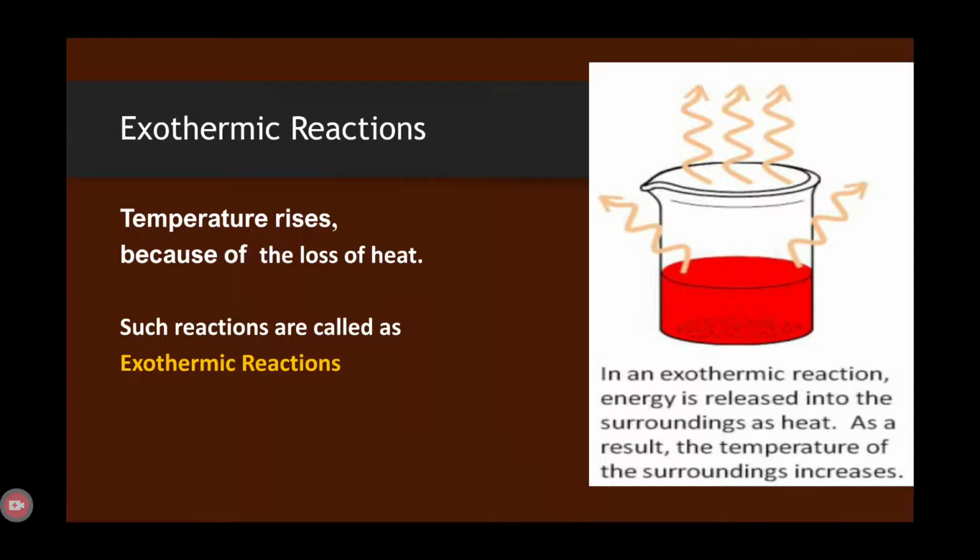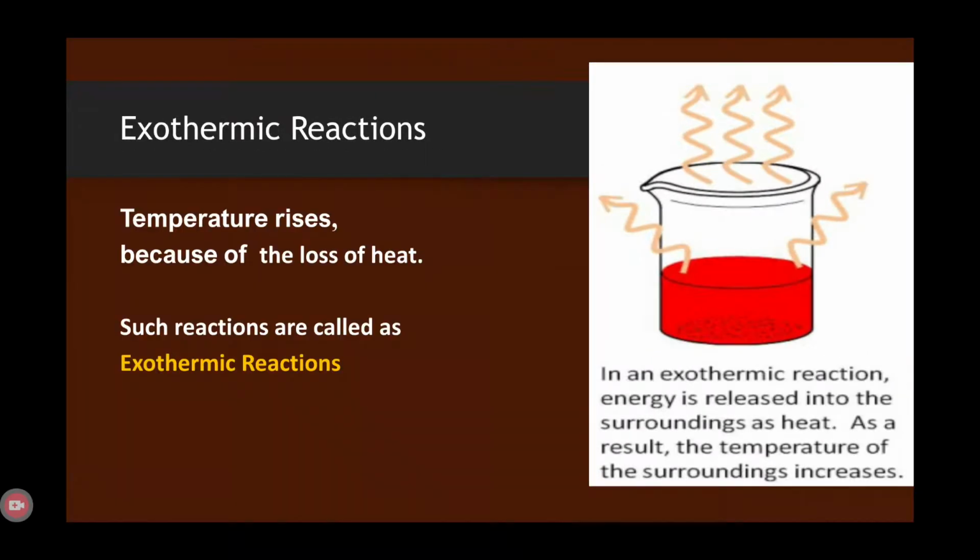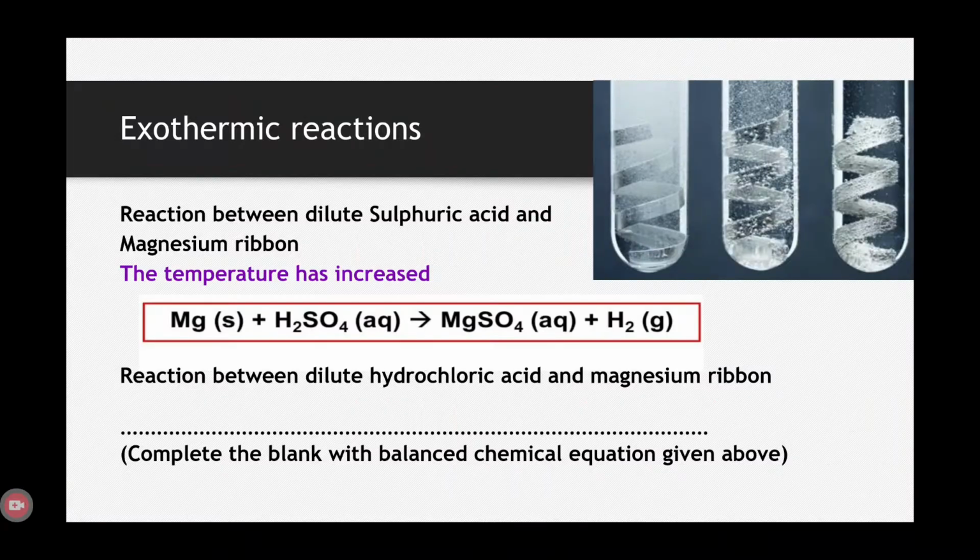So, when an exothermic reaction is happening, the temperature rises gradually. What's the reason for that? The reason is energy is released into the surroundings from the reactants. So, you'll understand that when there is an endothermic reaction, temperature falls. When there is an exothermic reaction, temperature rises. So, there are two types of thermal reactions, endothermic reactions and exothermic reactions.